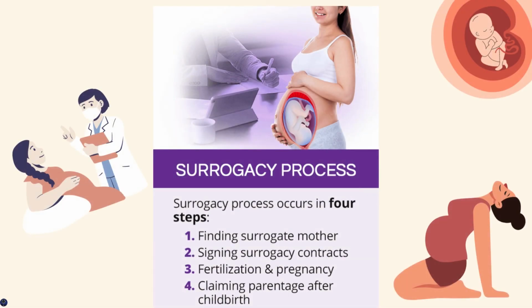Surrogacy process occurs in 4 steps. 1. Finding surrogate mother. 2. Signing surrogacy contracts. 3. Fertilization and pregnancy. And last, claiming parentage after childbirth.